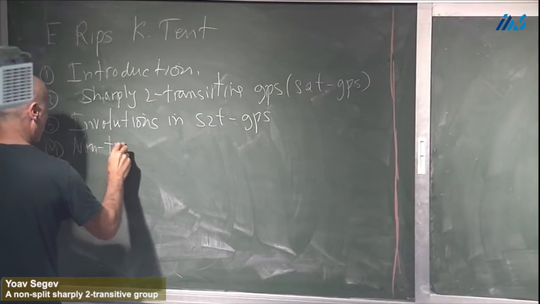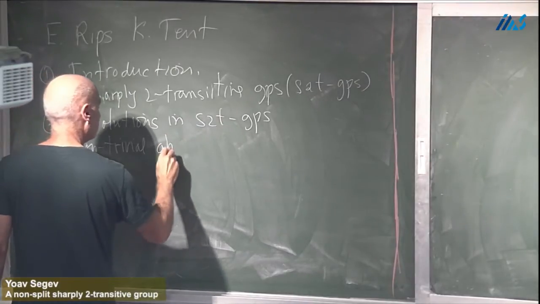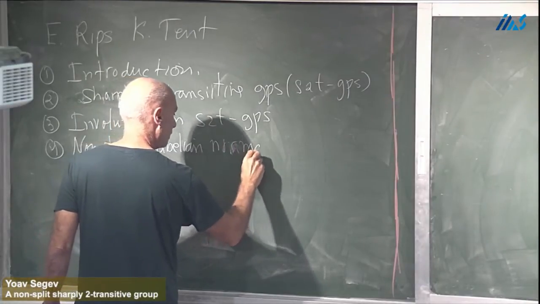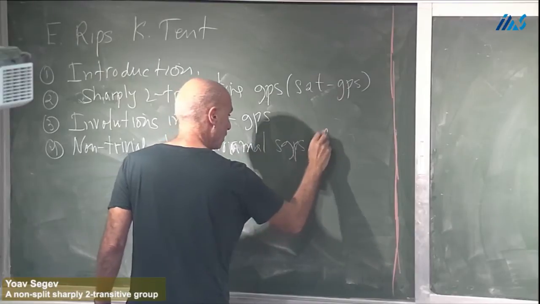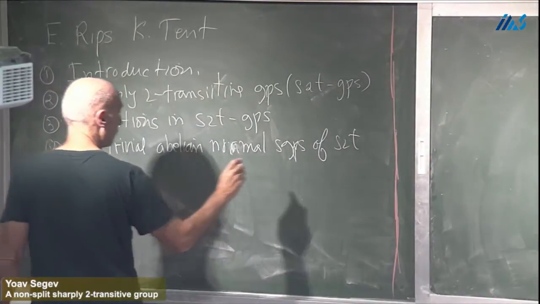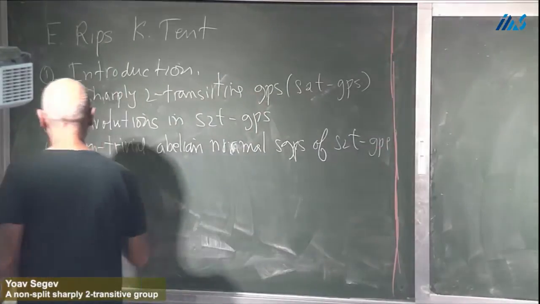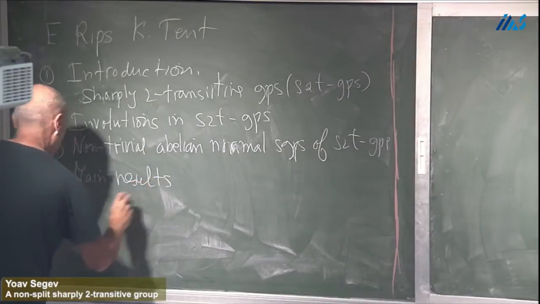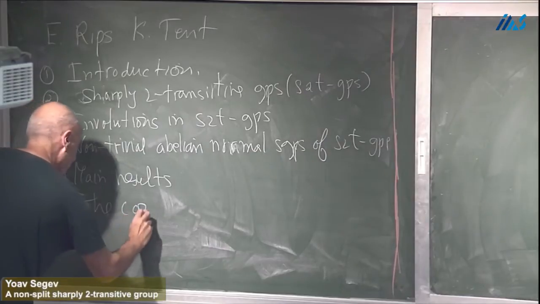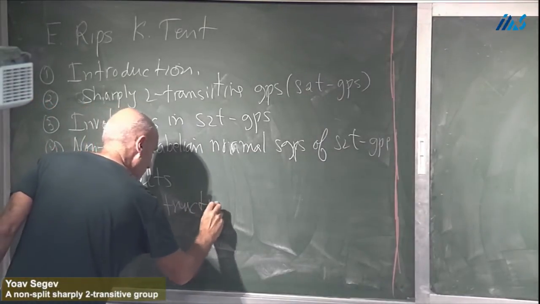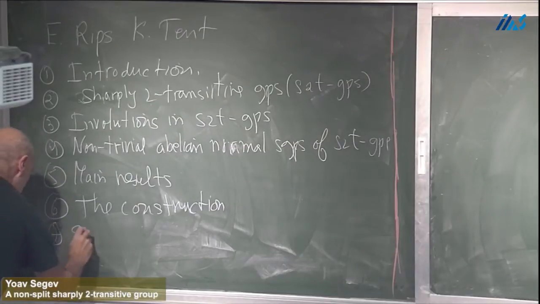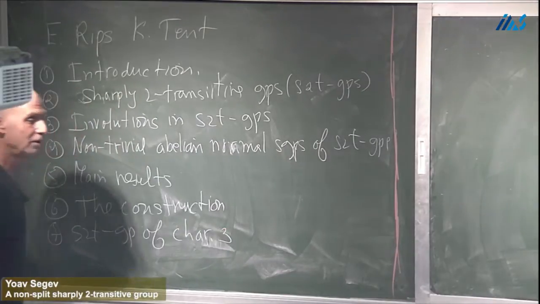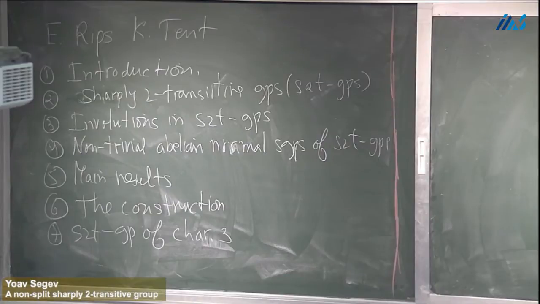I will talk about non-trivial abelian normal subgroups of sharply two transitive groups. Then I'll talk about the main results. Six, the construction. And seven, sharply two transitive groups of characteristic 3. All of these seven parts in one hour, less than one hour.